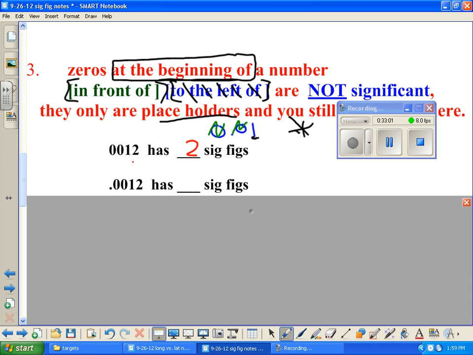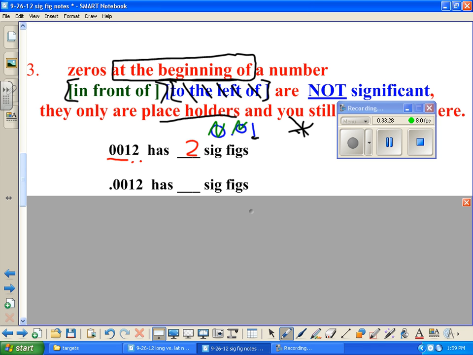Jordan, did we use rule 2 in this number? Yeah. Where? For the zeros. What's rule 2 say about the zeros? Please look. 0 between. Are those zeros between? No. So we don't always use all 4 rules. We're using rule 1 with the 1 and the 2.